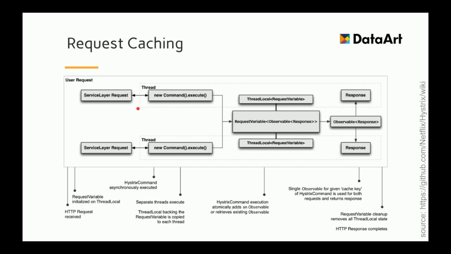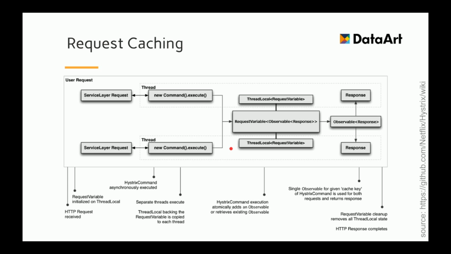And in a service layer, two Hystrix commands were executed. Maybe because two different teams work on different things, and they didn't notice that they do the same job. They just need the same information, so they use the same command. In Hystrix, a command is an API.